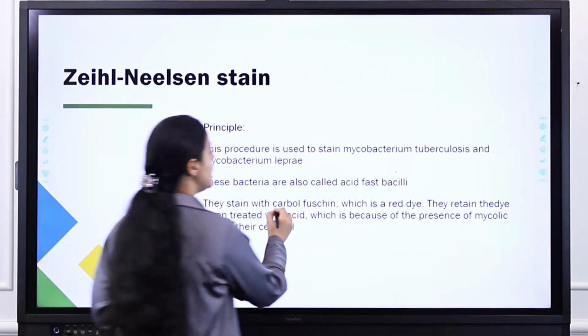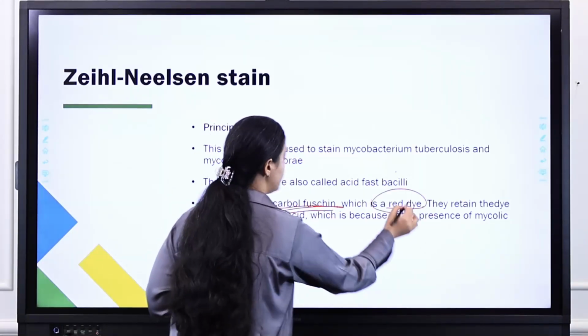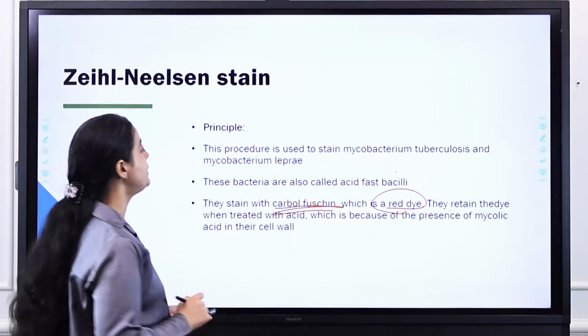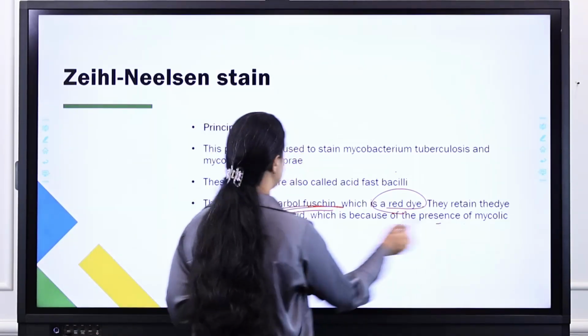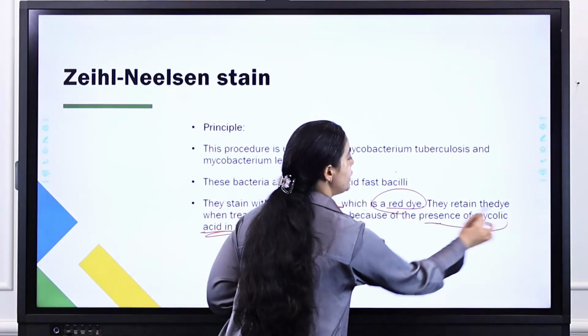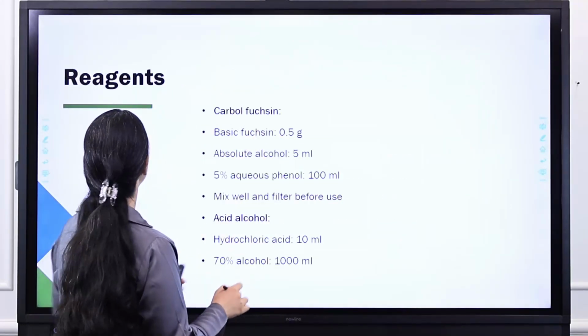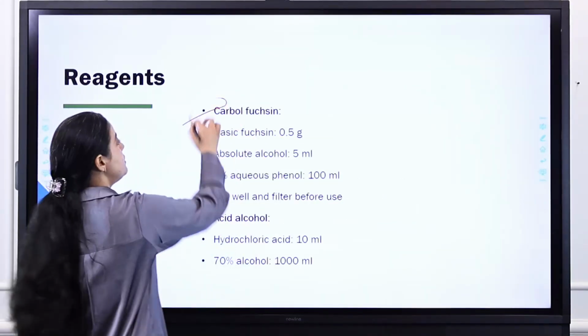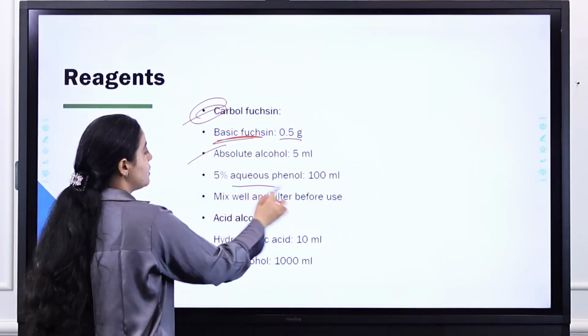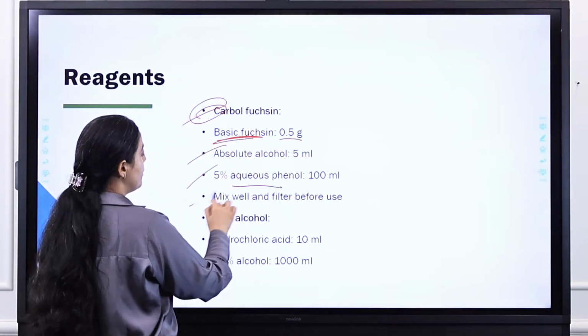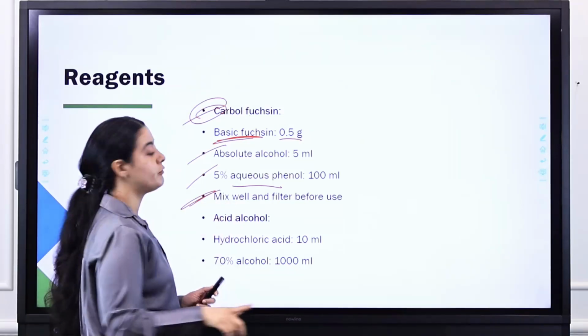It has two stains, carbol fuchsin, which is a red dye, and when treated with the acid, it is because of the presence of the mycolic acid, as I've already told you. Now, what are the reagents? Carbol fuchsin: basic fuchsin 0.5 gram, alcohol, aqueous phenol 5%. Obviously we have to mix well and filter before use.